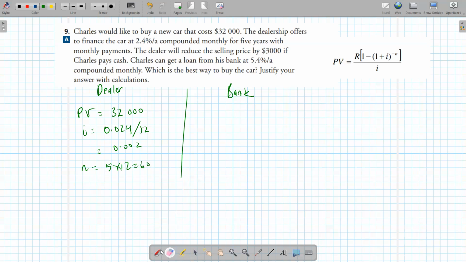Using this, let's find his R value. So 32,000 is equal to R, we don't know what that is, but we will find that, times 1 plus I, so 1.002 to the power of negative N, negative 60, all over I, so 0.002. Similar to what you did before, why don't you plug just this bracket in the calculator? Okay.